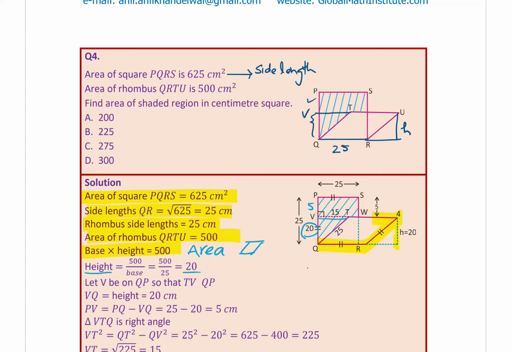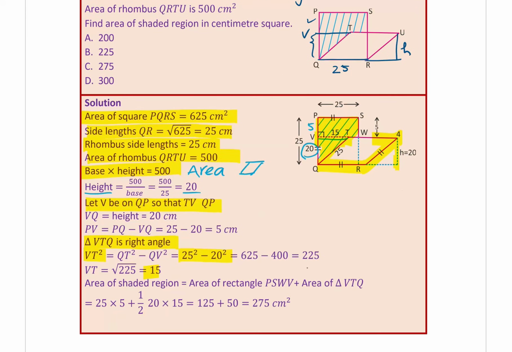Perfect. So let's continue. So let V be the point on QP so that TV, we have this V point here. So we have this particular triangle. Okay. Now in triangle VTQ, it is a right angle triangle. And here VT, which is this particular length, it is a leg, which is equal to square root of 25 square minus 20 square, which you can calculate as 15. So this is 15. Now you can find the area of the small triangle, add the area with the rectangle, you have the area of the shaded region. Is that correct?